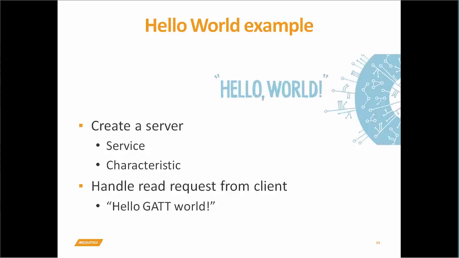We will create a server on the LinkIt ONE, and for that we have to specify a service. As I said before, the characteristics are grouped into a service. So we have to create at least one service and one characteristic. Then we have to handle the read request from the client. What we want to do is give a string back, so that when we read that characteristic, we get back: hello GATT world.